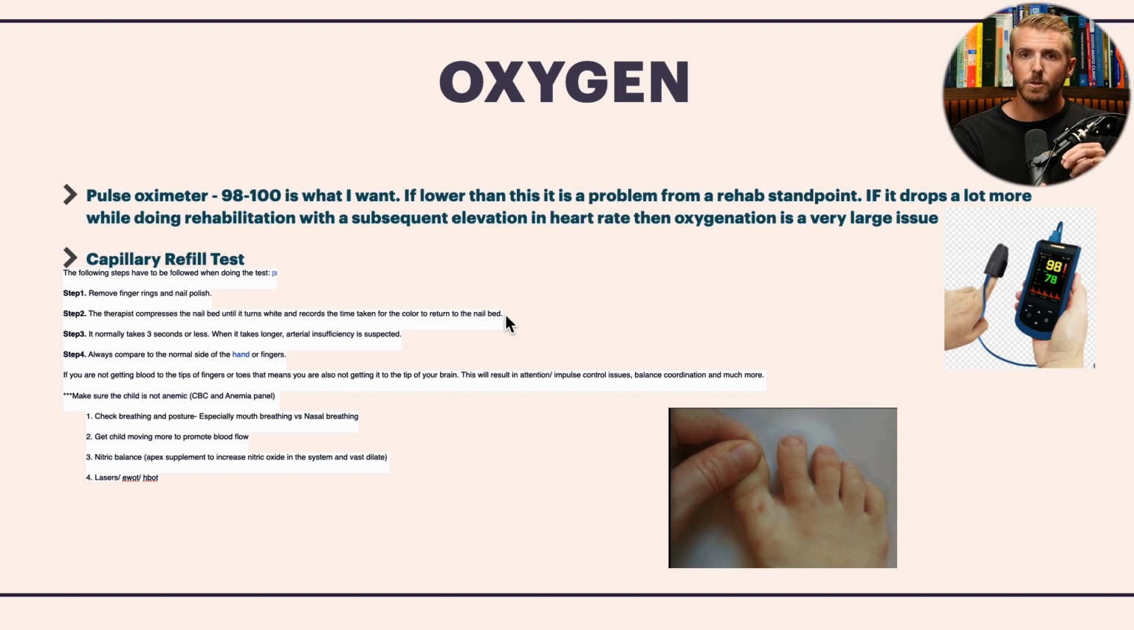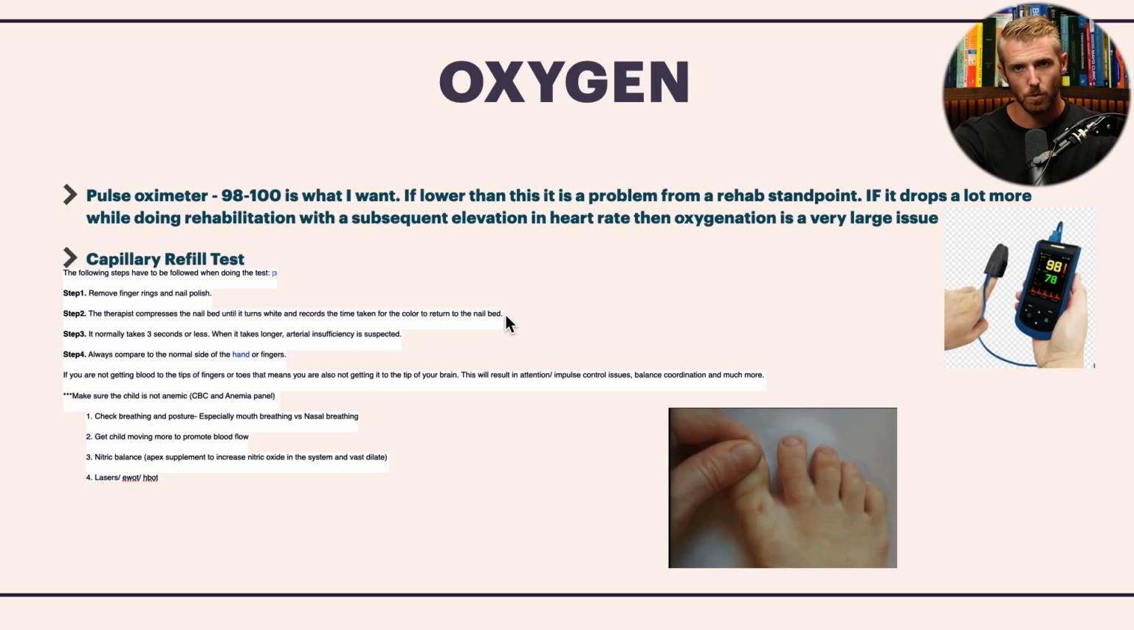But the other thing that you can look at is something called a capillary refill test. What you do is you squeeze their fingernail at the tip of their fingers, and you watch for it to refill. It should refill in just a few seconds, but sometimes it'll take 10 seconds, 15 seconds. They're not getting good blood flow to their extremities, which means they're also not getting good blood flow to the tip of their brain. And they'll typically have attentional issues or bedwetting issues at night or something along those lines when they don't have good blood flow.